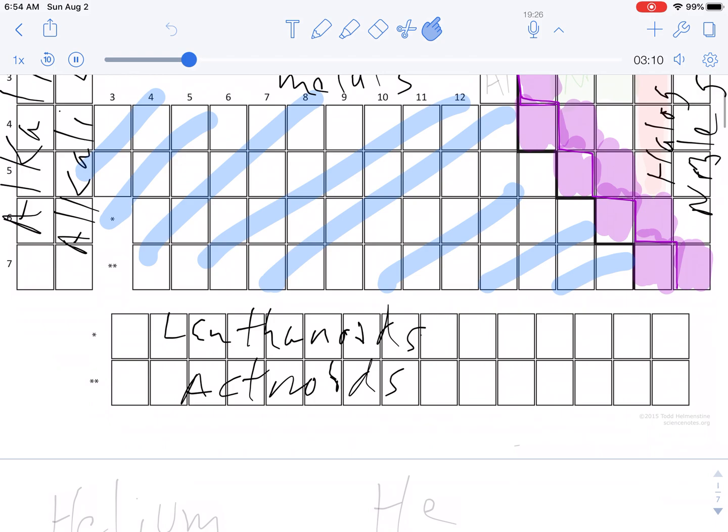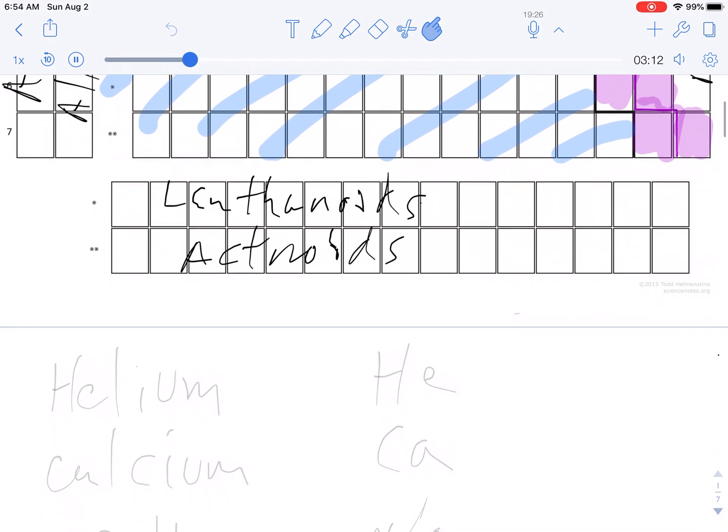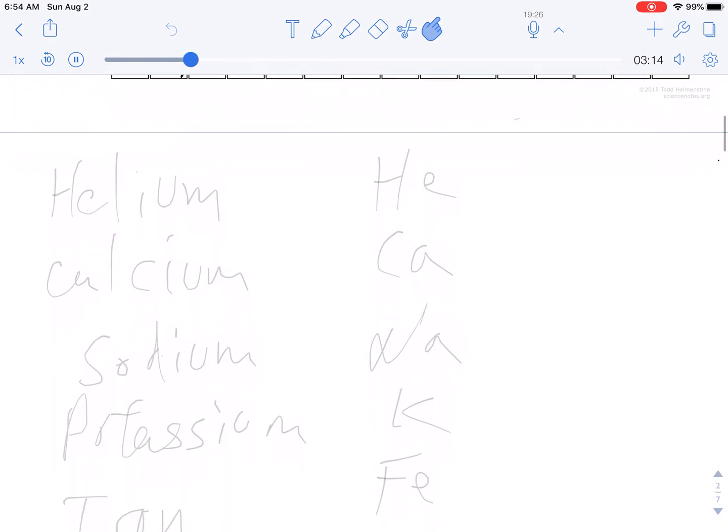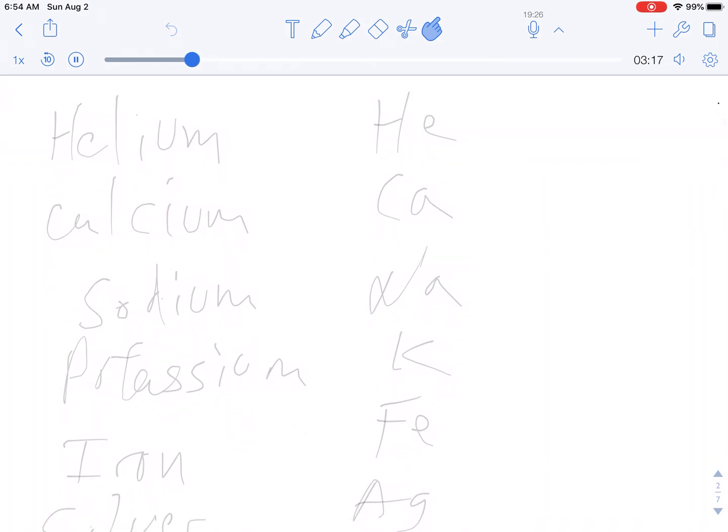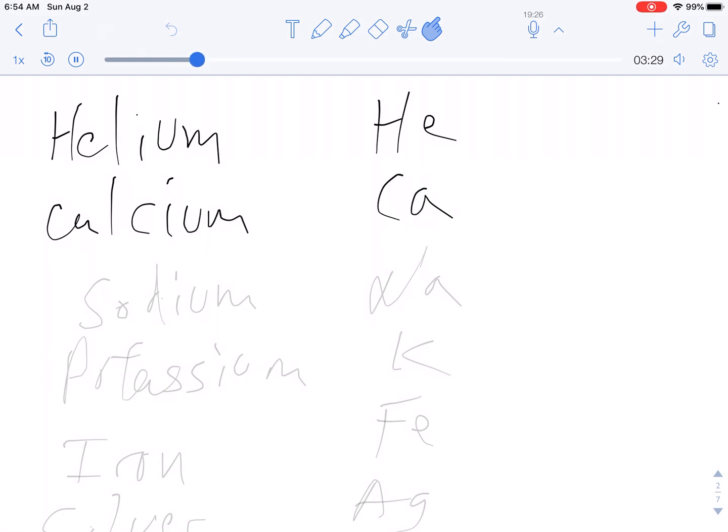The next thing is to name elements. Now, most elements just go off of the first one or two letters of their name. For example, helium goes by He. Calcium goes by Ca. However, there are a few elements that go off of their ancient Latin names, and so you need to memorize the ancient Latin names of these elements. I'm going to write the list.